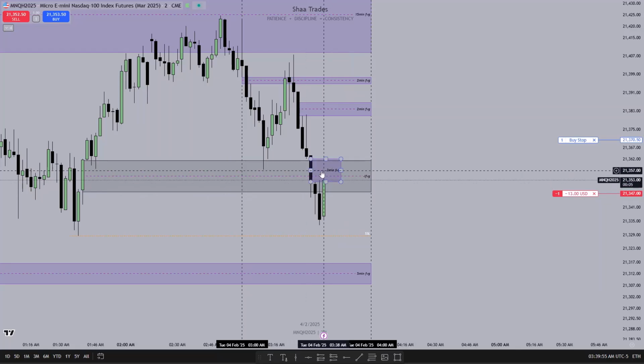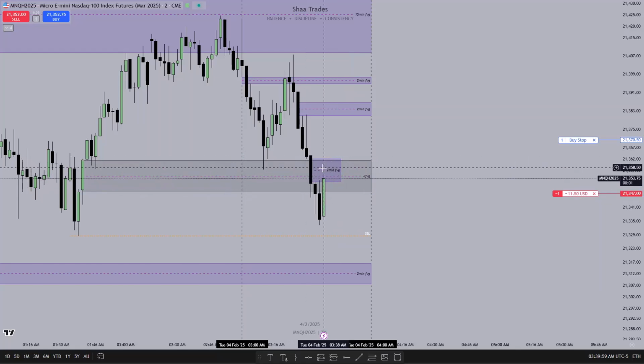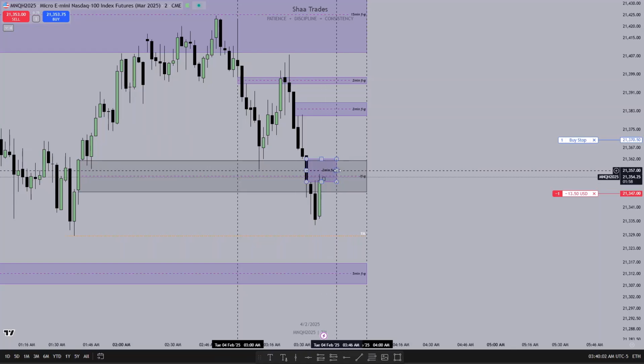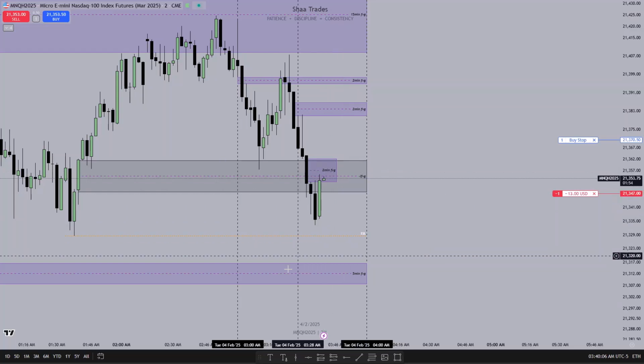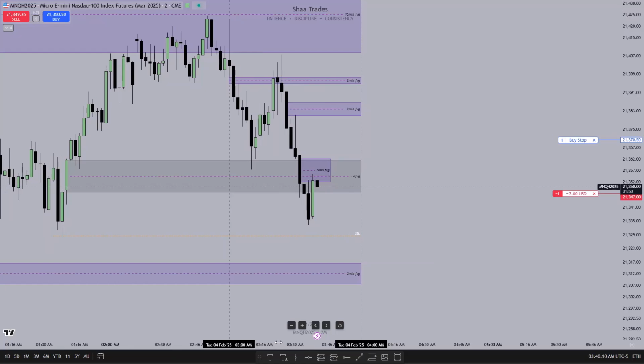I wouldn't want to see it trade back up here. Want to see stops like about there, right? And then go lower. Well, that's what I'm looking for.